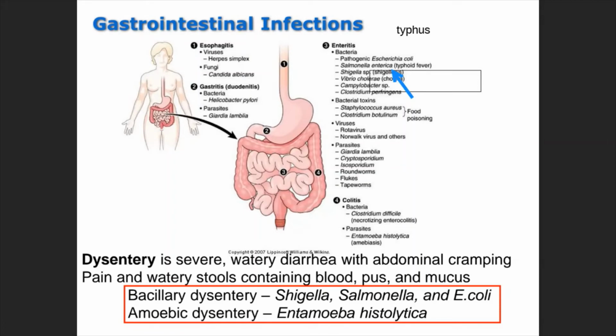Now, bacillary dysentery is caused by these bacteria: Shigella, Salmonella, and E. coli. Now, amoebic, this is amoeba, okay? Amoeba is a parasite, and the parasite that causes dysentery is Entamoeba histolytica. So think of the word amoeba in the name itself, then you know that it is parasitic, because amoeba is a parasite, not a bacteria. They're much bigger than a bacteria. So dysentery can be caused either by bacteria or a parasite. In the case of a parasite, we call that amoebic dysentery.